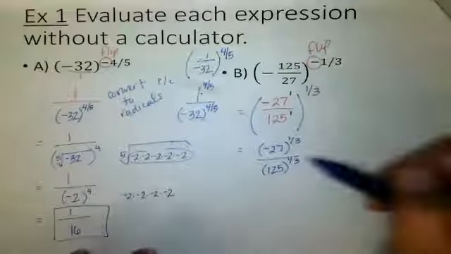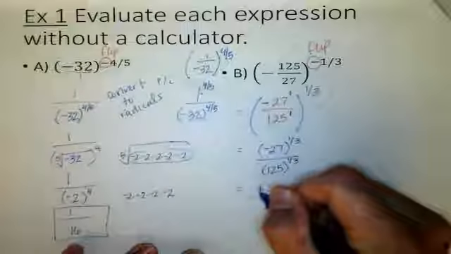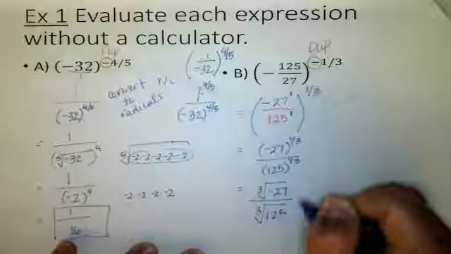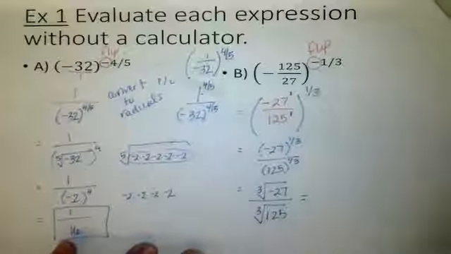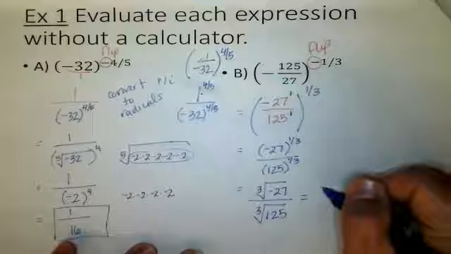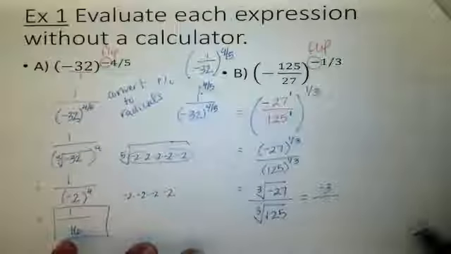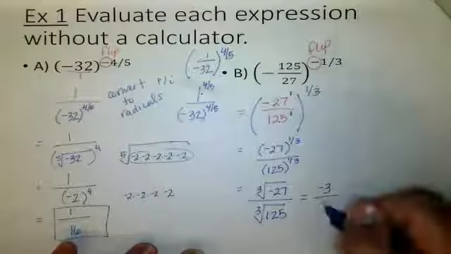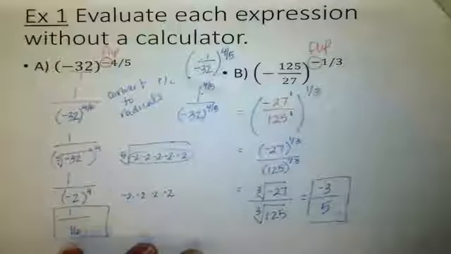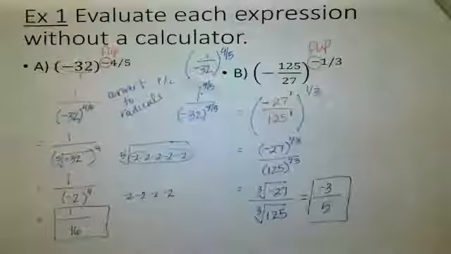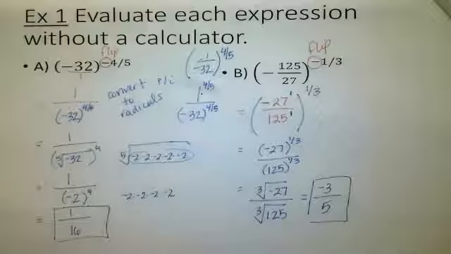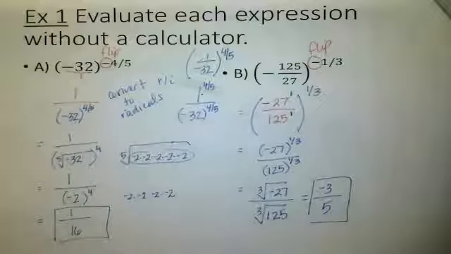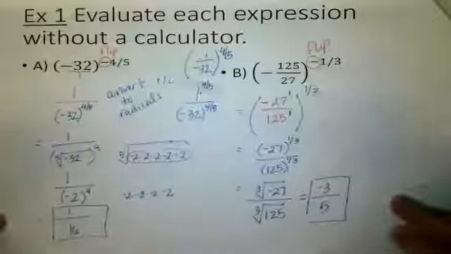Then I am going to think about rewriting this. This is the cubed root of negative 27 over the cubed root of 125. What is the cubed root of negative 27? Negative 3. And what is the cubed root of 125? 5. Good. Isn't the answer 3/5? Yes, that was correct: negative 3/5. Again, this is something you could check on your calculator. Always a good thing to do.